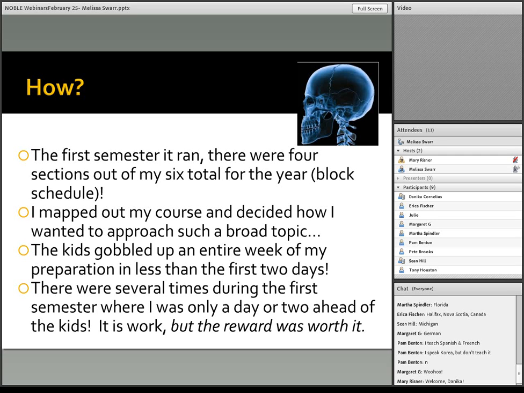So the first semester that the course ran, we teach 6 sections per year on the block schedule. We have 3 classes a semester. 1 is our prep. So we teach 6 sections. Out of the 6 sections, 4 were healthcare. So that was quite shocking, but I understand when you introduce a new course, that often happens. You have many who will take it, and then it sort of levels out, and that's exactly what it did.